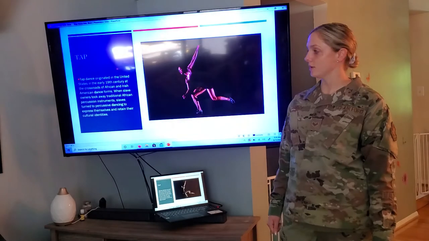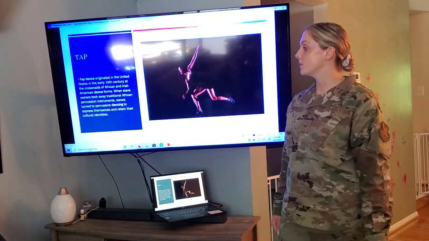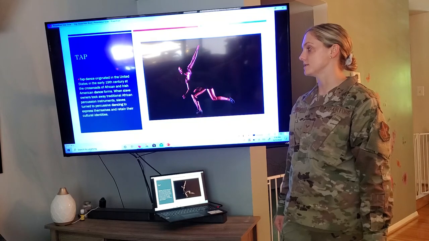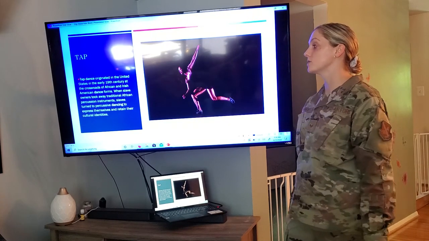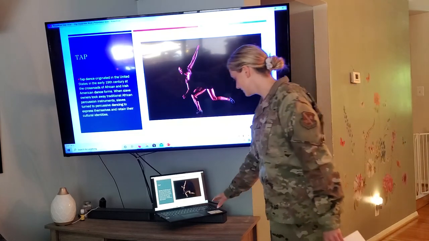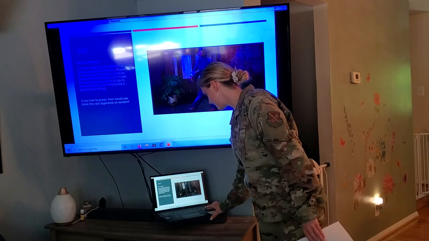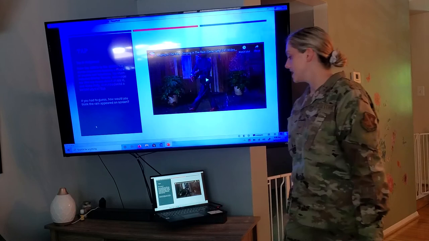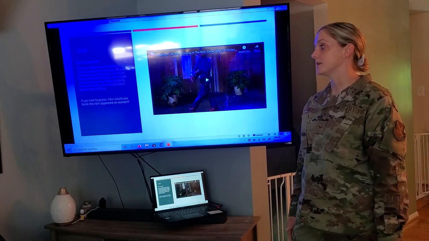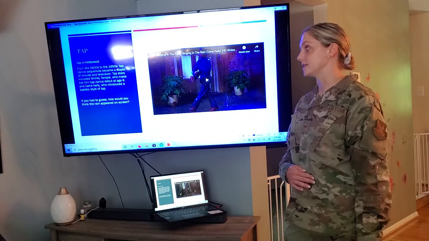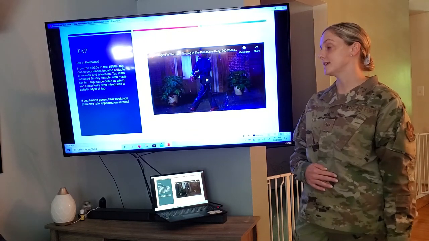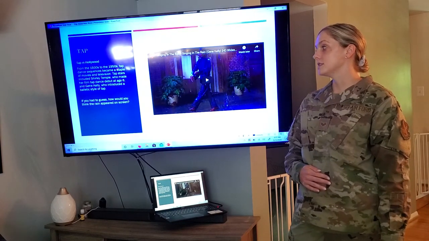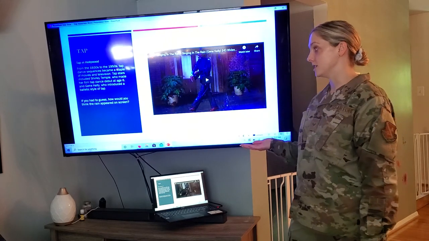Tap dance originated in the United States in the early 19th century at the crossroads of African and Irish American dance forms. When slave owners took away traditional African percussion instruments, slaves turned to percussion dancing to express themselves and retain their cultural identities. Tap dancing specifically got more popular around the 1920s to 1930s, especially in Hollywood. Tap dance sequences became a staple for movies and television. Just to name a few would be Shirley Temple and Gene Kelly.